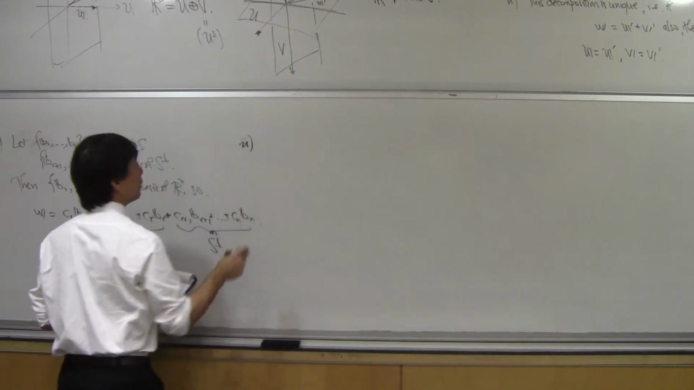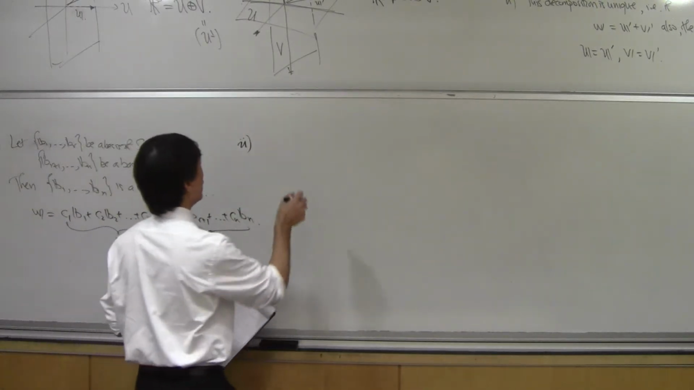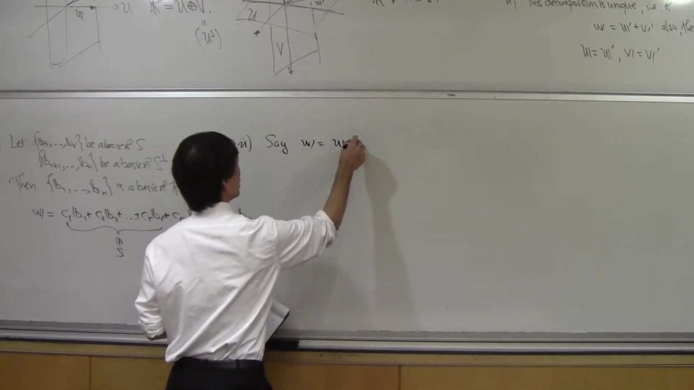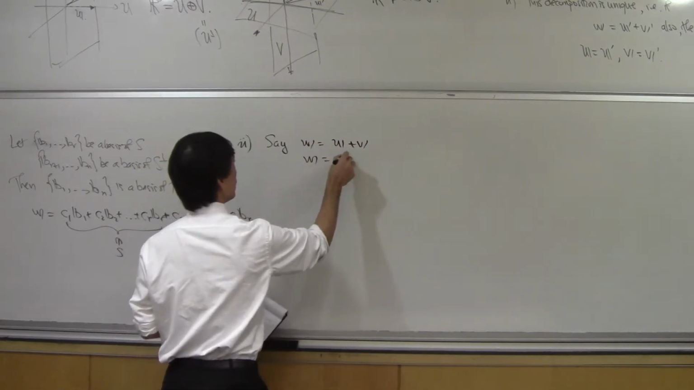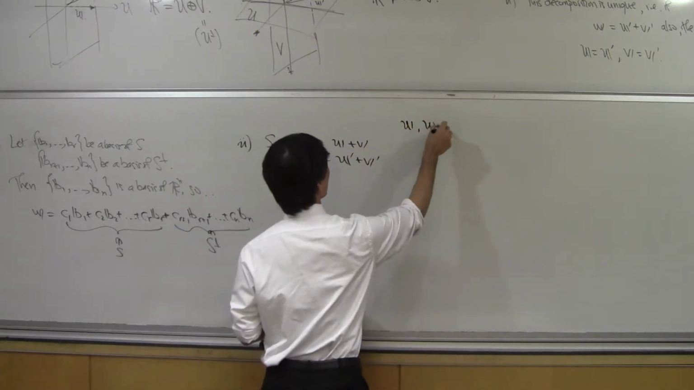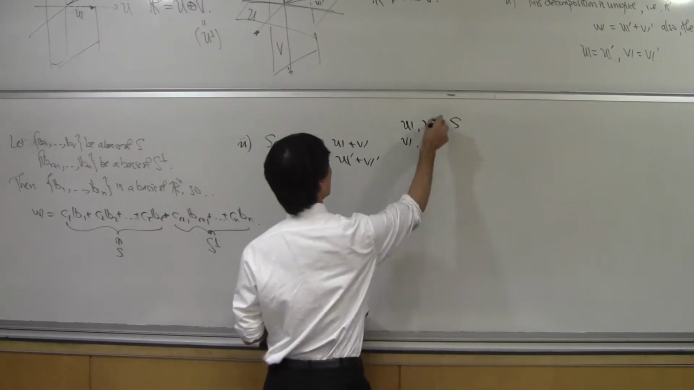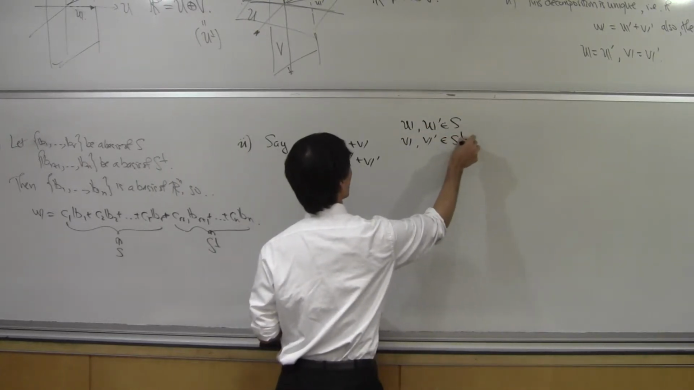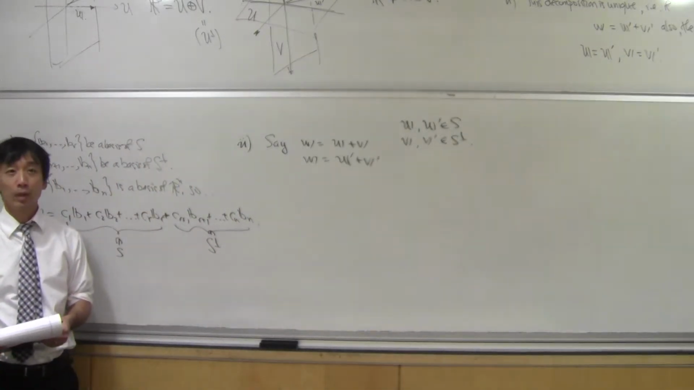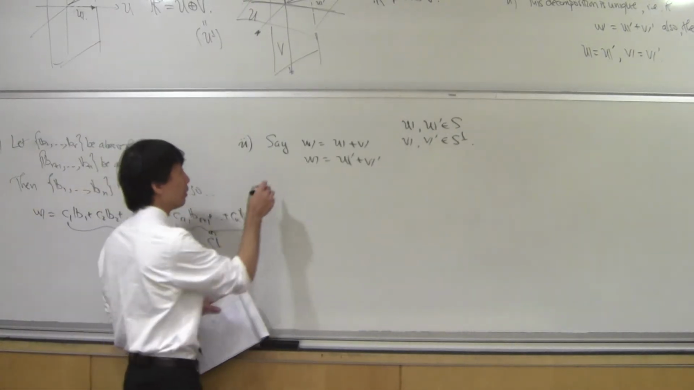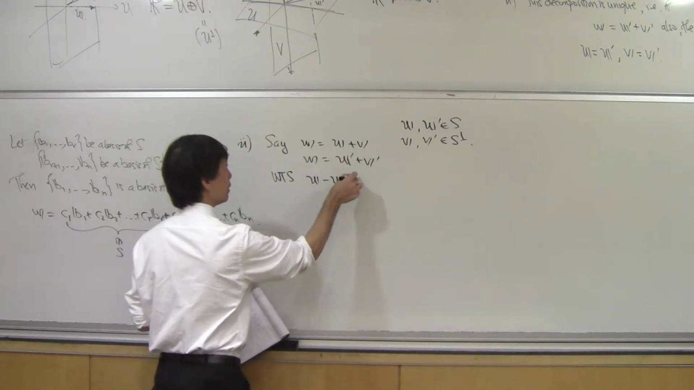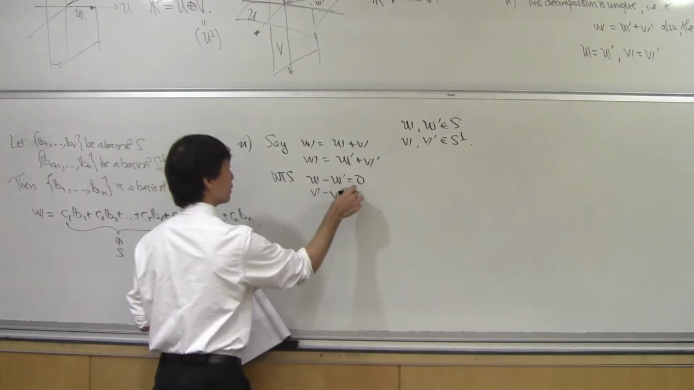Part two, you want to show uniqueness. So say W equals U plus V, and W also equals U prime plus V prime, where the U's are in S and the V's are in S perp. We want to show that U minus U prime is 0, and that V minus V prime is 0.